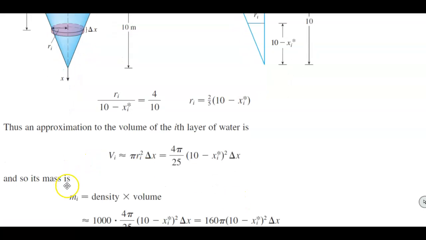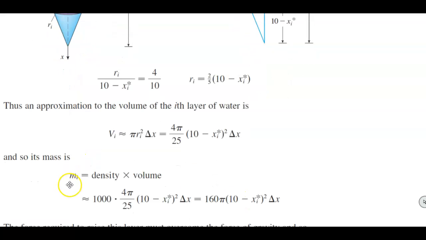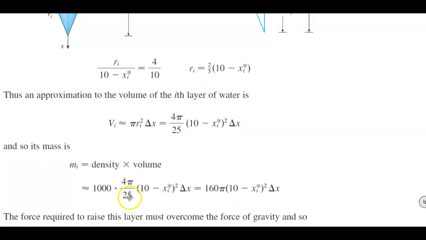And so its mass is the following. The mass subscript i is equal to density times the volume. So we're taking the density, which is 1,000, times the volume, which is 4 pi over 25 times 10 minus x subscript i squared delta x. And if we multiply that out, we get 160 pi times 10 minus x subscript i squared delta x.